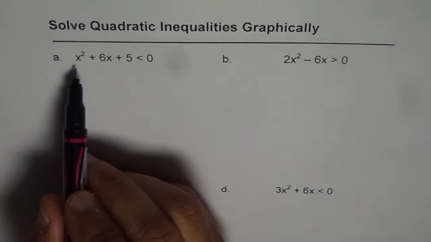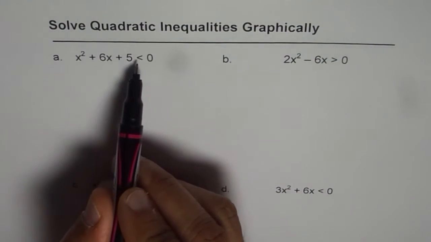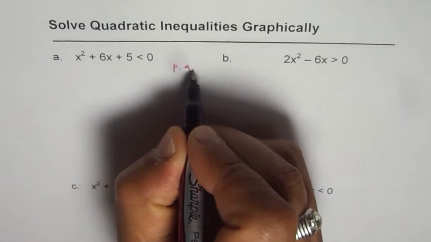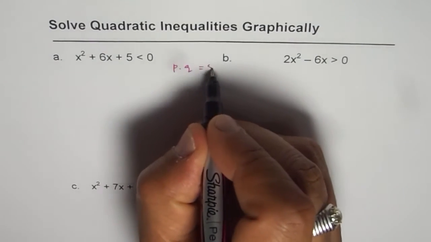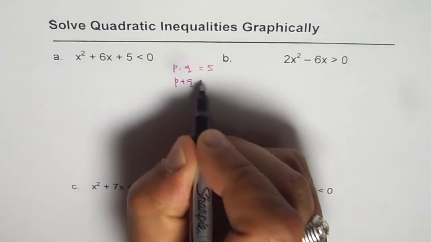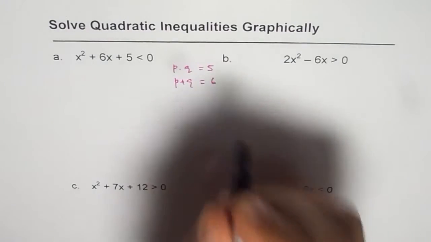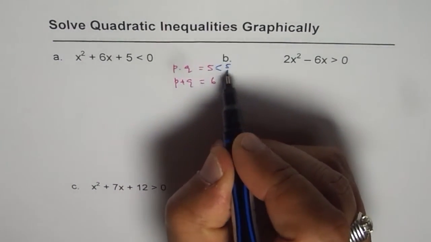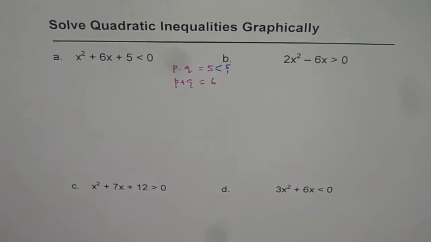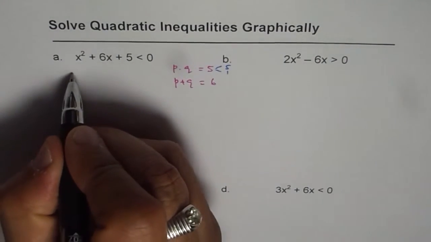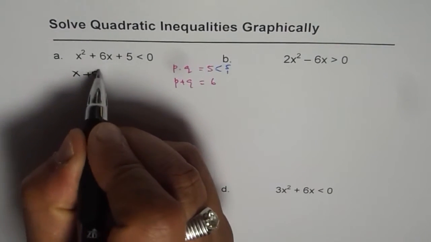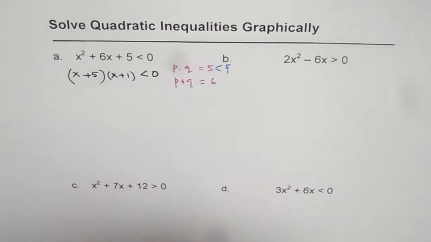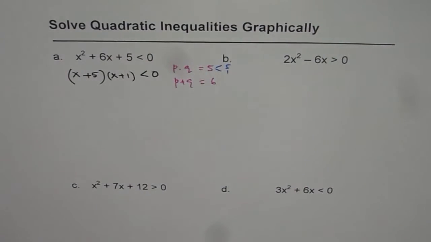So let's start factoring them. The first one is x squared plus 6x plus 5 less than 0. To factor, we're looking for two numbers p and q whose product should be 5, right? And the sum should be how much? 6. So that is what we are looking for. The two numbers are 5 and 1, correct? When you add them, you get 6. So we can factor this as x plus 5 times x plus 1 is less than 0. So that is the factored form of the parabola.